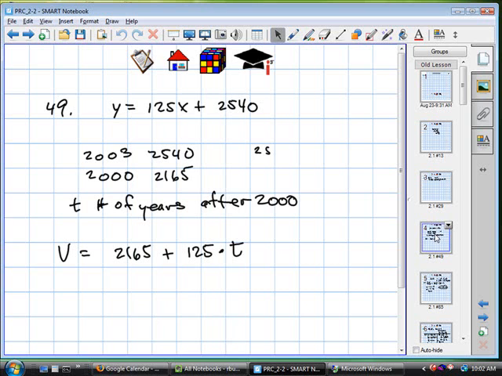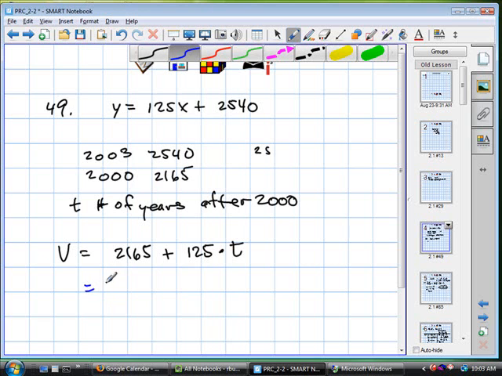So it's y equals mx plus b. It's really 125x plus some b. I know I wrote the 125t afterwards, but I could have written it like this, thought of it like this. So when they gave you the rate, they gave you the slope.